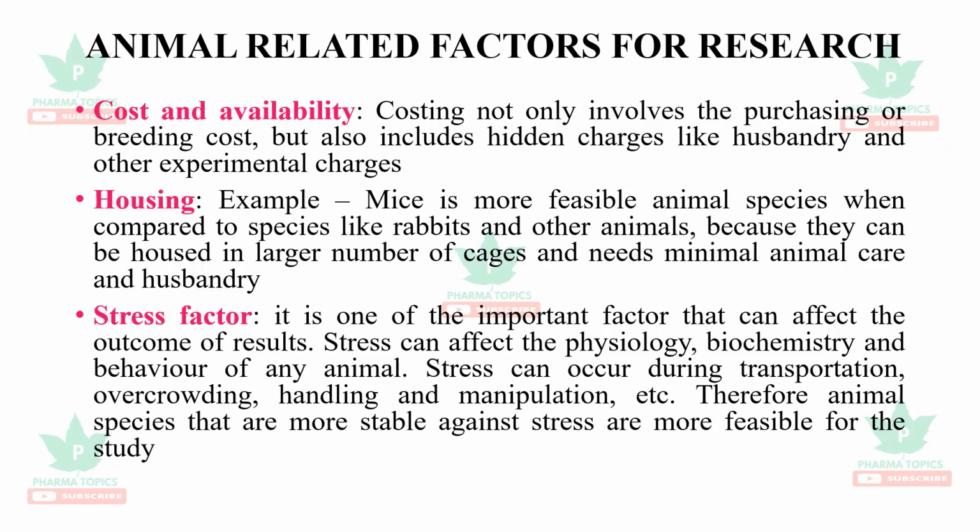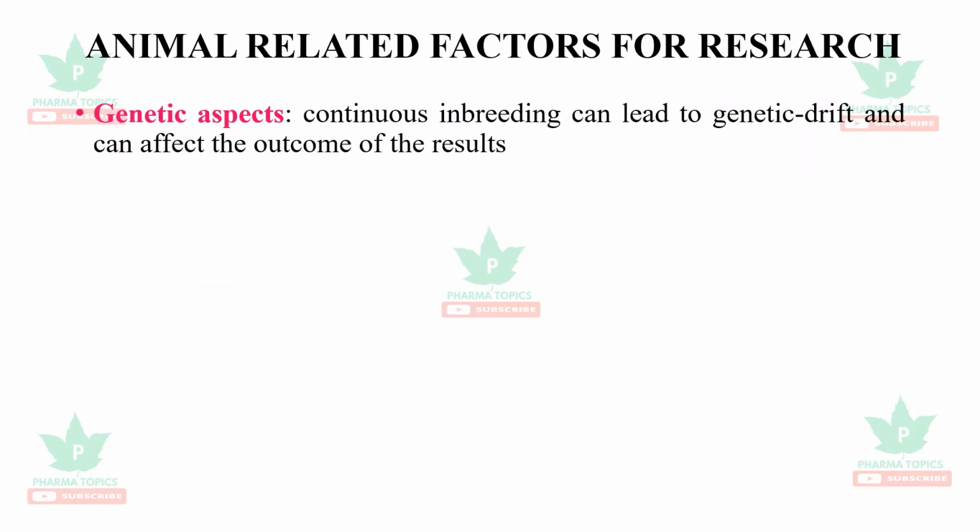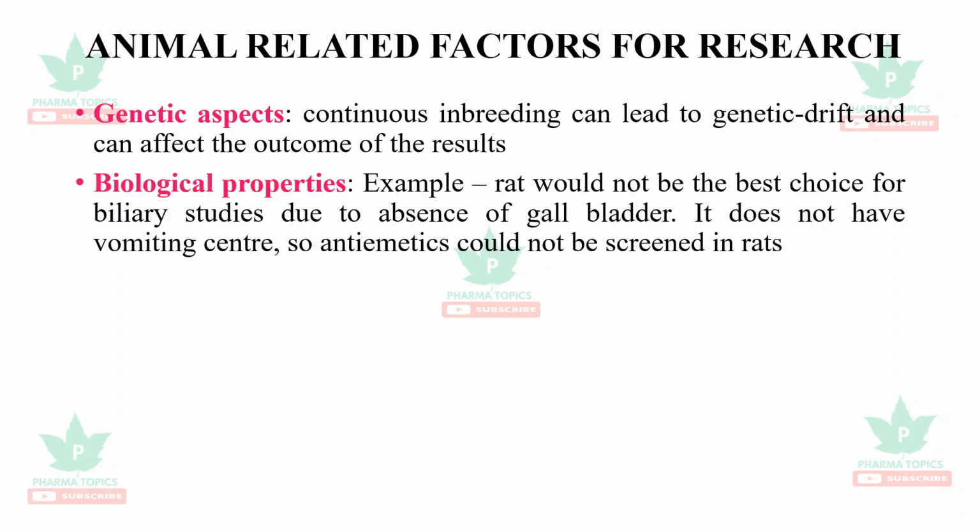Stress factor. It is one of the important factors which can affect the outcome of results. Stress can affect the physiology, biochemistry, and behavior of any animal. Stress can occur during transportation, overcrowding, handling, and manipulation. So, the animal species that are more stable against the stress are more feasible for the study. Genetic aspects. Continuous inbreeding can lead to genetic drift, which can affect the outcome of results.